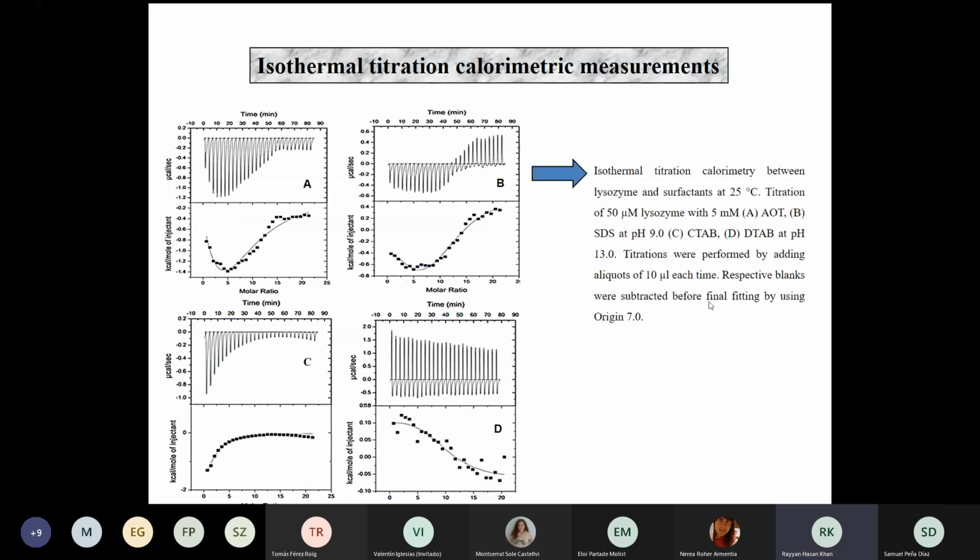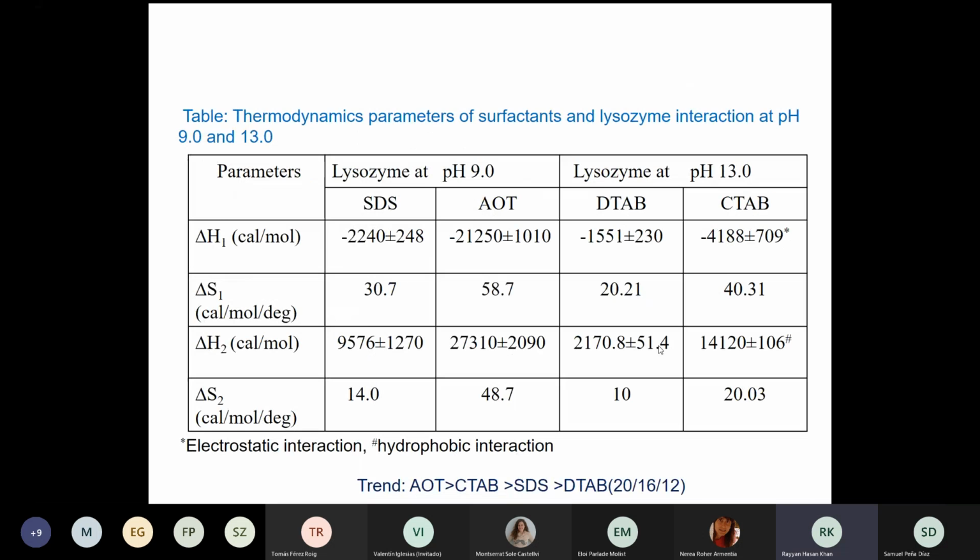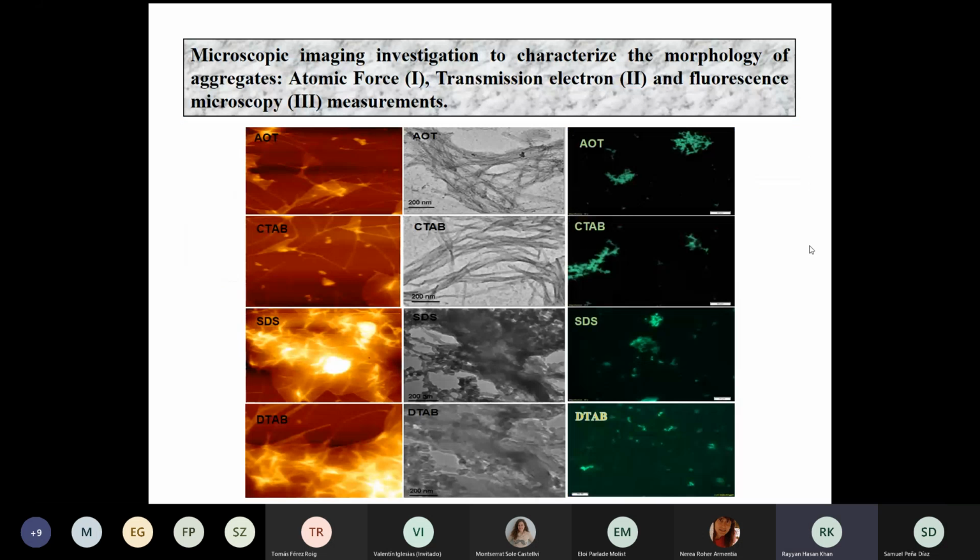ITC experiments were performed at pH 9 and 13 in the presence of the cationic and anionic detergents, just to find out what type of interaction is taking place. From here you can see the first enthalpy is coming out negative, and the second, delta S2, is coming out positive for all 4 detergents. So this confirmed that the first interaction between the protein and the detergent is electrostatic, followed by the hydrophobic.